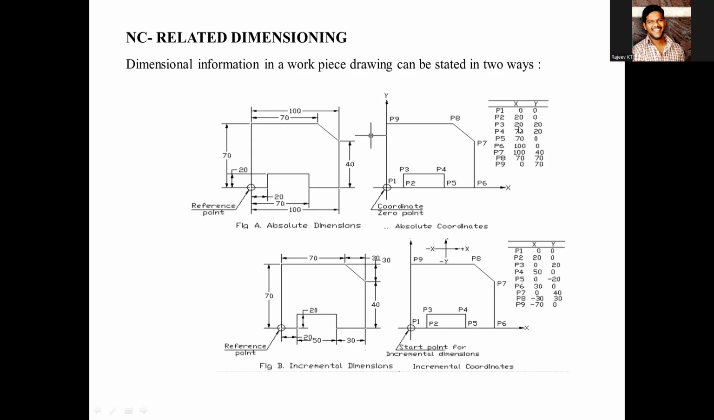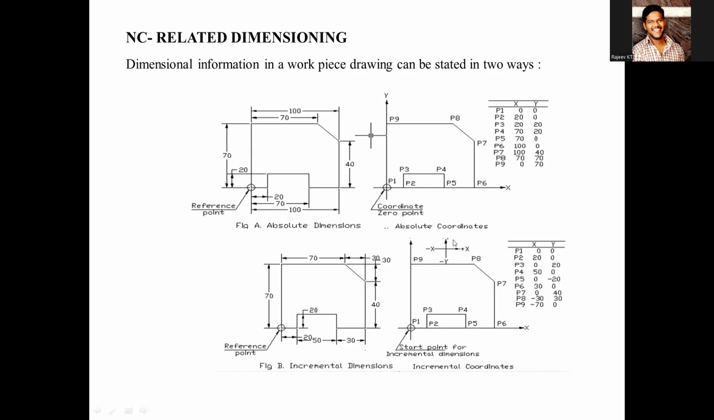In absolute dimensioning, P3 is x 20, y 20, because from this point we have given the dimension. Whereas in incremental, if you want to go to P3, just observe that we are already at P2. So the x value will be 0, only y will be given, that is y is 20. Next, moving to this point, we are already at the y point, so the y value becomes 0. Next, x will be 50, meaning for P4, x is given up to 50. This is how incremental dimensioning is done.